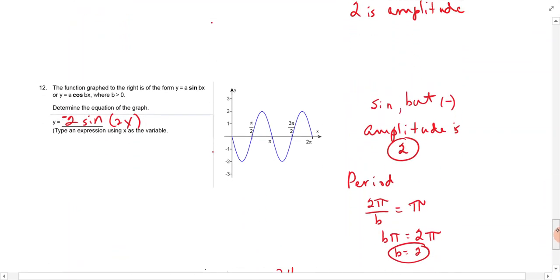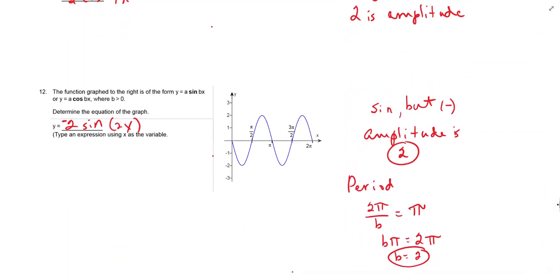Let's look at 12. Same thing. We are trying to figure this out. This does start at 0, 0, and go through there. Looks like it starts to repeat at pi. So 2 pi over b is equal to pi. b pi equals 2 pi. Divide the pi over, you get b is 2.